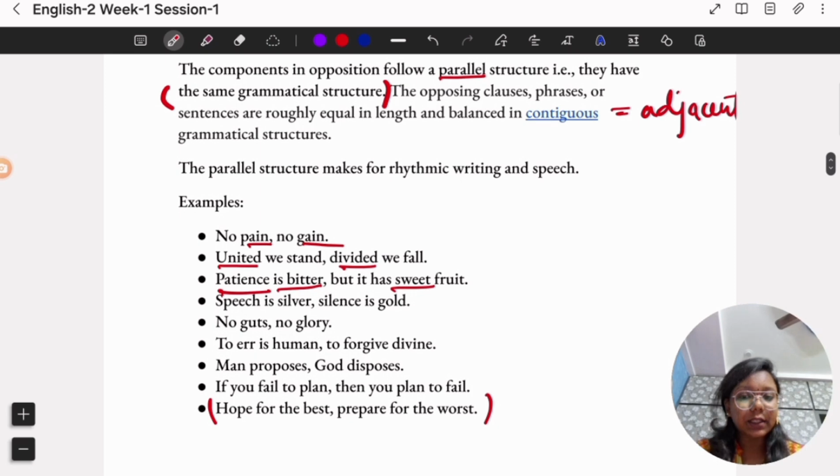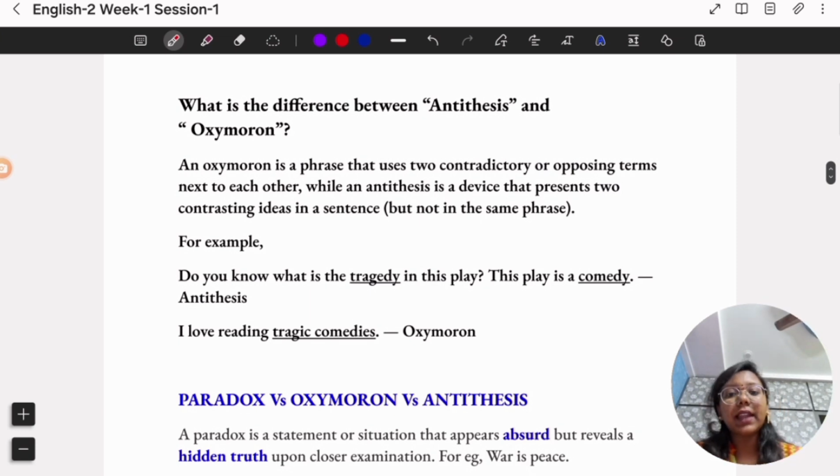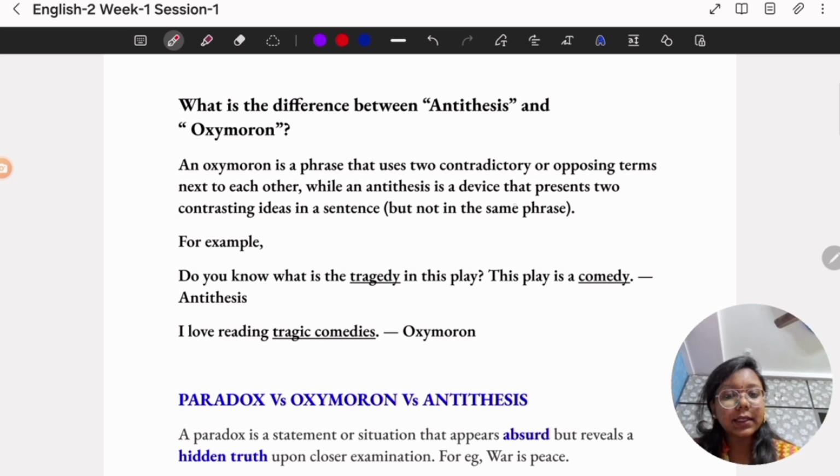So let's see what's the difference between these three. Then you'll get to know what exactly it is. What is the difference between antithesis and oxymoron? So an oxymoron is a phrase that uses two contradictory or opposing terms next to each other, while an antithesis is a device that presents two contrasting ideas in a sentence but not in the same phrase.